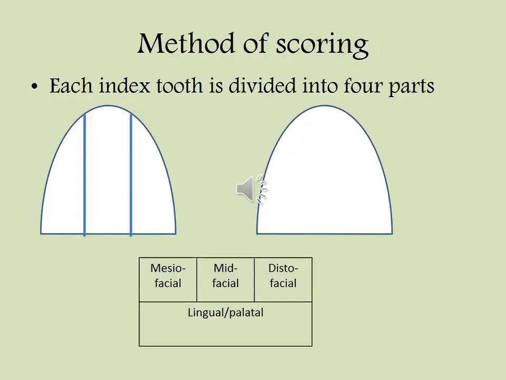The method of scoring the index. While scoring the index, each index tooth is divided into 4 parts: one complete palatal or lingual surface, and the labial surface is divided into vertical 3 parts: midfacial, mesiofacial and distofacial surface.